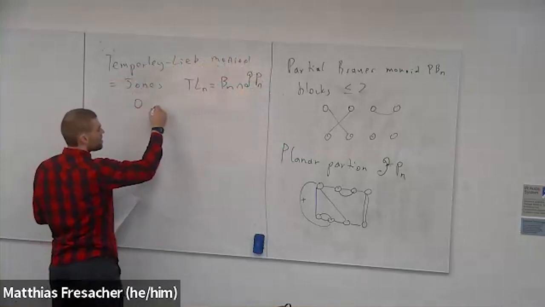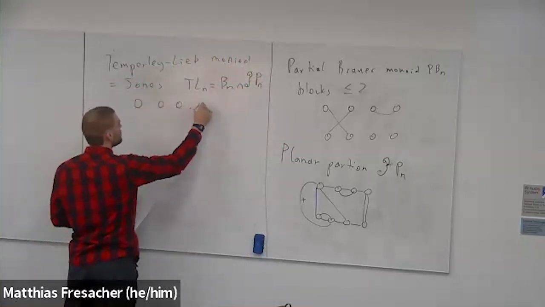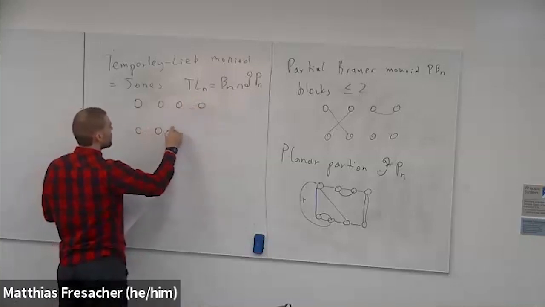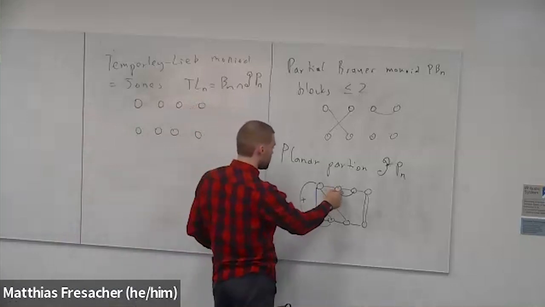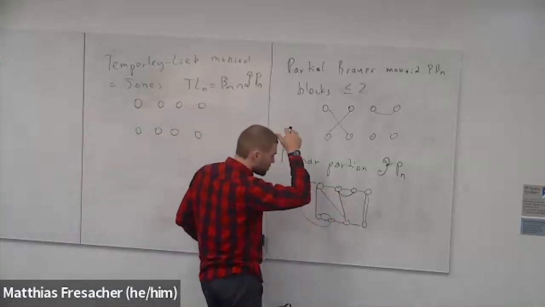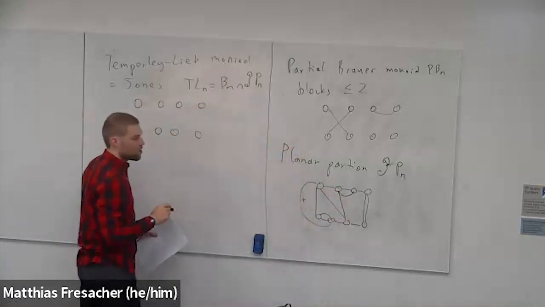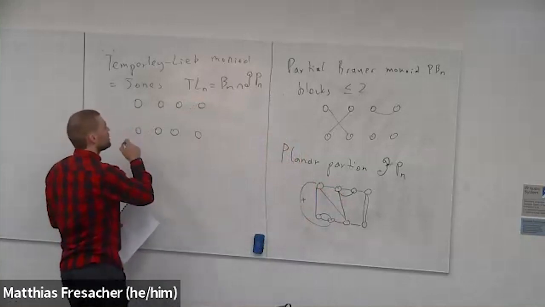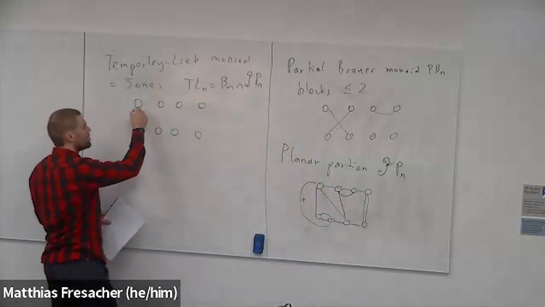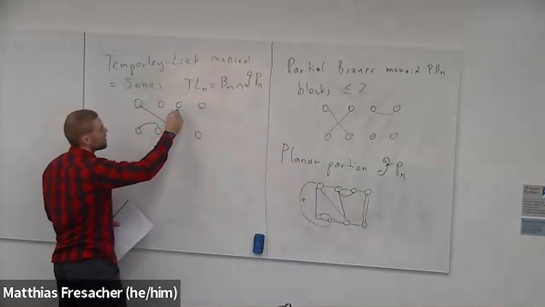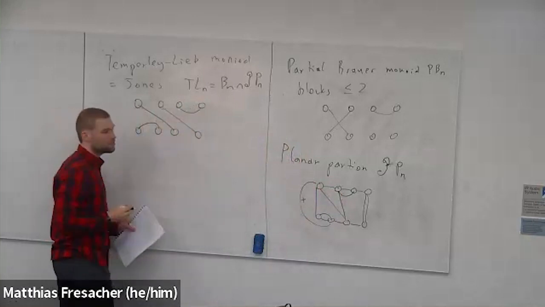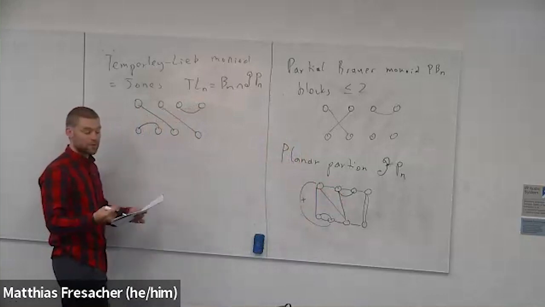So if I make this into a non-example, I can add some more edges here. Those block sizes are too big now. For Temperley-Lieb, we can only have block size 2, so I might have, say, this. So this would be a Temperley-Lieb diagram.